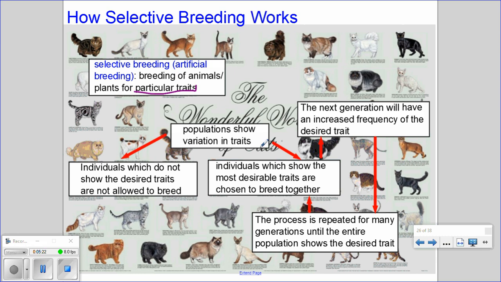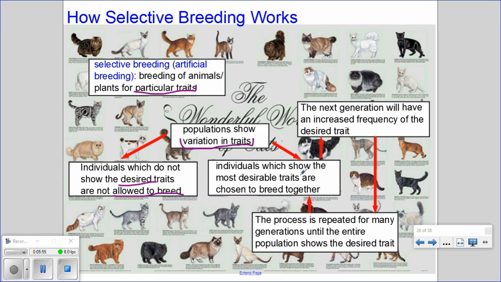If you have your population, the population has to show a variation in traits, and remember those variations in traits come about from the existence of alleles. Think about blue eyes versus brown eyes versus green eyes. Those are variations due to differences in alleles. So populations have to show variation in those traits. Individuals which do not show a desired trait are not allowed to breed, and that's kind of the end of their story there.